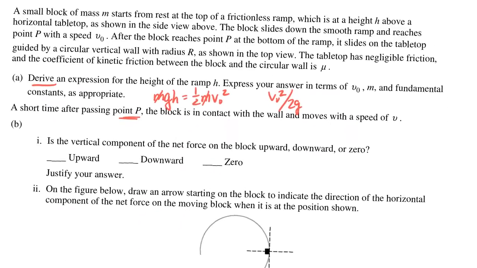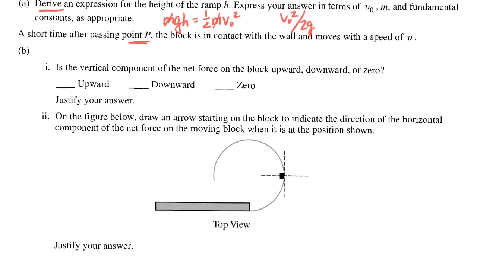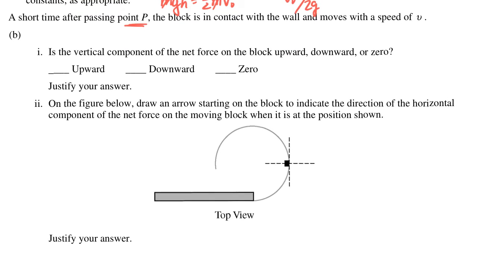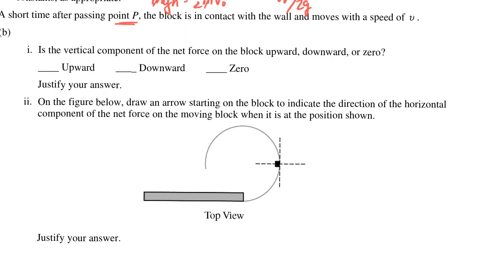So here's where the problem begins to get interesting, and we might use our breakout groups a little bit for this. So this one I'm not sure you need your breakout group for. It says, on the figure below, draw an arrow starting on the block to indicate the direction of the horizontal component of the net force on the moving block when it's at that particular position. I want you to think about this one carefully, because this one could be confusing. So take a moment and draw a picture.